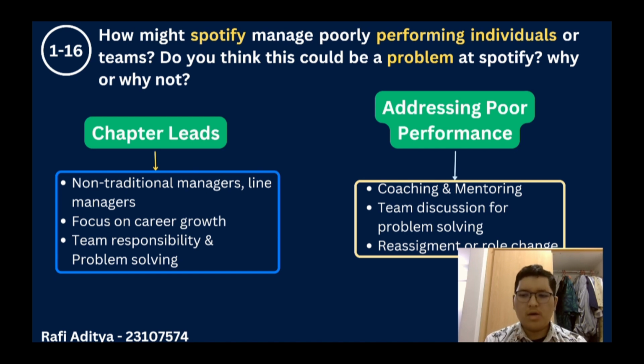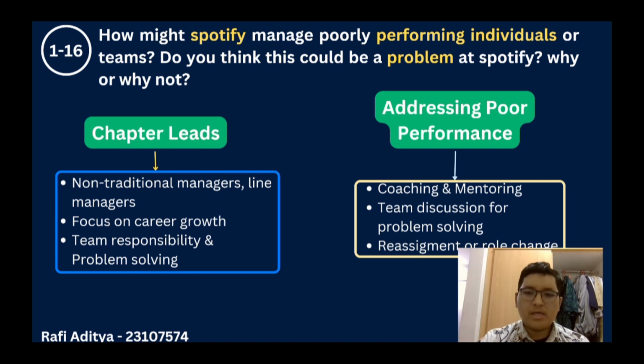For example, if someone is not doing well, the chapter lead will talk to the team and the rest of their team to figure out what the problem is and solve it together. This way, everyone is responsible for their own work, and they can help each other out solving their problems.